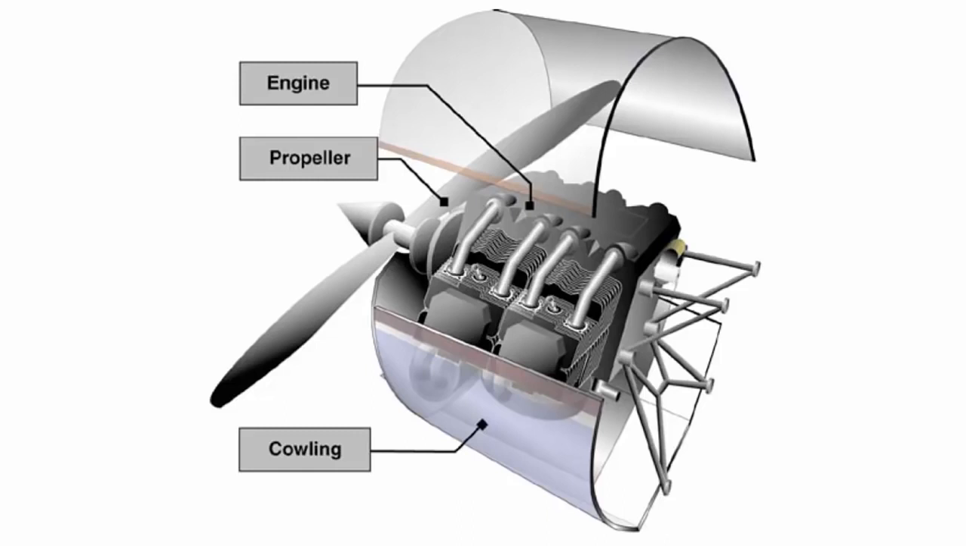The engine is either covered by a cowling or a nacelle. The purpose of the cowling or nacelle is to streamline the flow of air around the engine and to help cool the engine by ducting air around the cylinders.